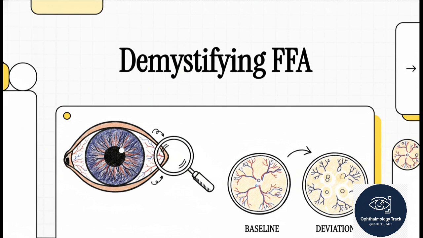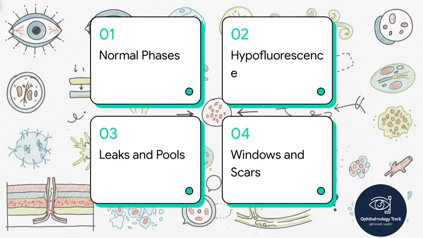We are focusing on mastering retinal pathology identification using a really effective baseline to deviation framework. By the end of this, you won't just be blindly memorizing textbook images. Nope. You'll be logically deducing exactly what is happening anatomically inside the eye. Okay, let's dive into this.